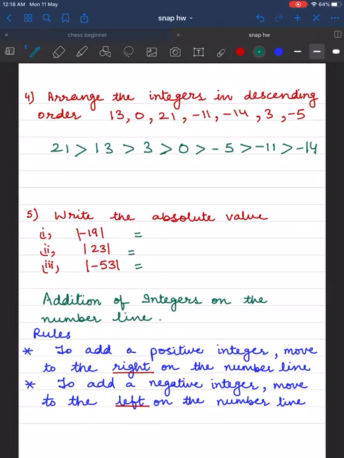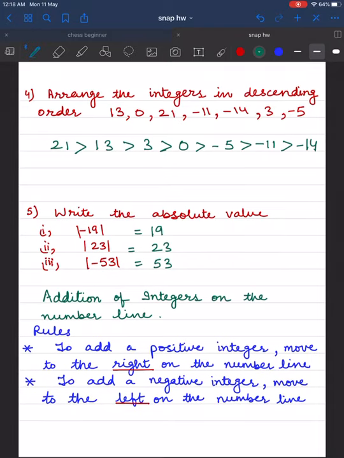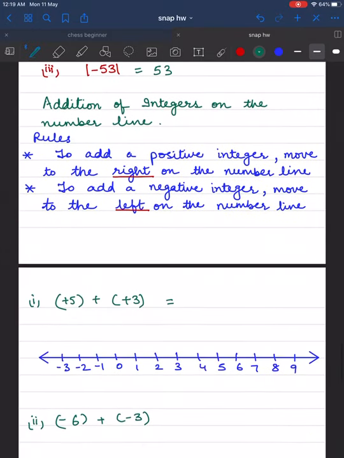Now next question is, write the absolute value. So here absolute value of minus 19 is 19. Absolute value of plus 23 is 23. Absolute value of minus 53 is 53. Now let's add integers on the number line.